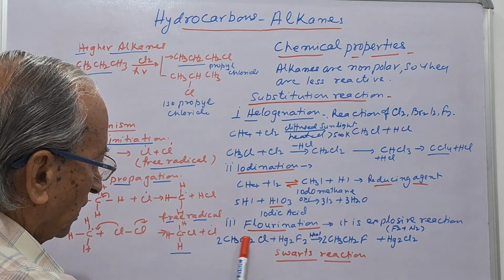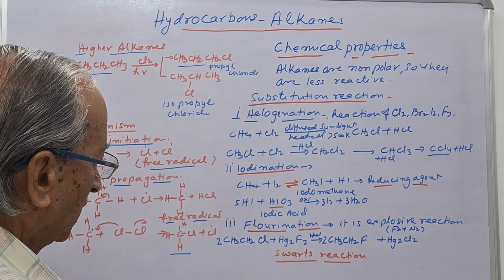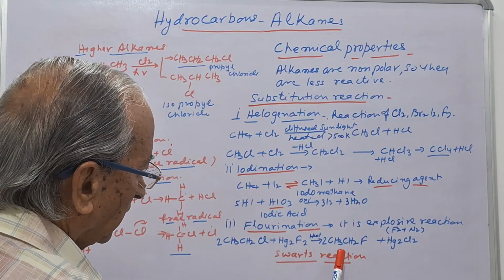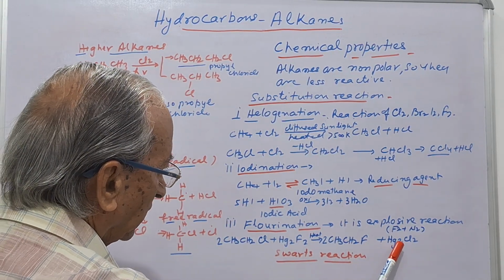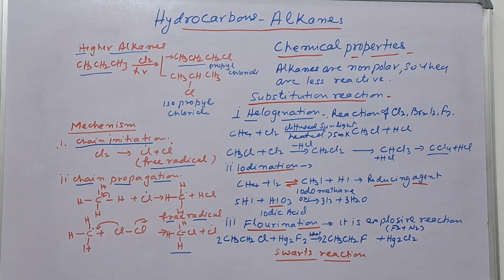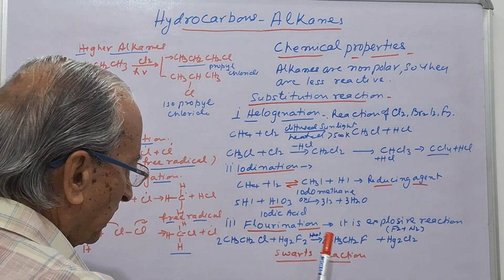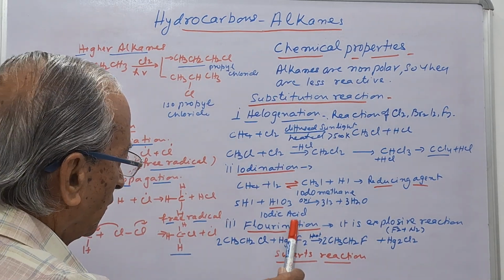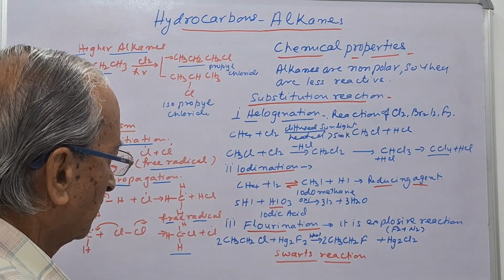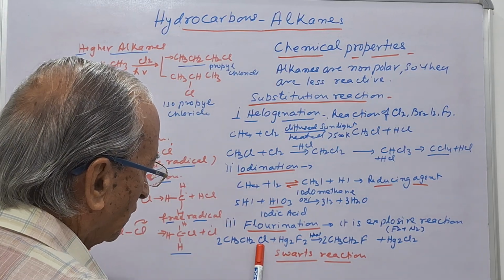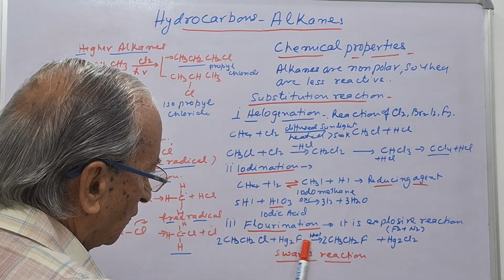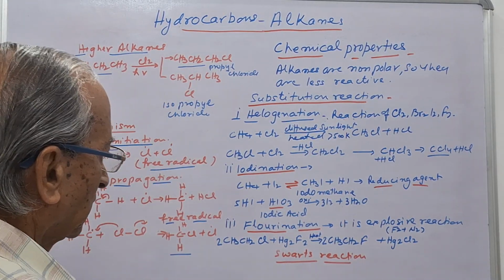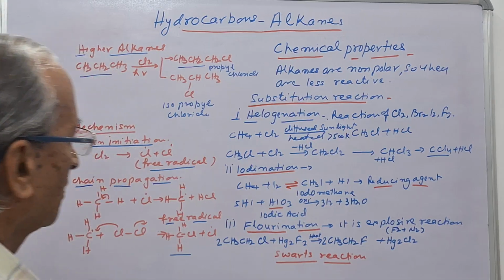Here we take the example of ethyl chloride. When it reacts with mercury fluoride, when heated, it forms fluoroethane and mercury chloride. This reaction is known as the Swarts reaction. So, Swarts reaction means reaction of fluoride with chloroalkanes. So chloroalkanes, that is ethyl chloride, react with mercury fluoride to form fluoroethane and mercury chloride. This is known as the Swarts reaction.